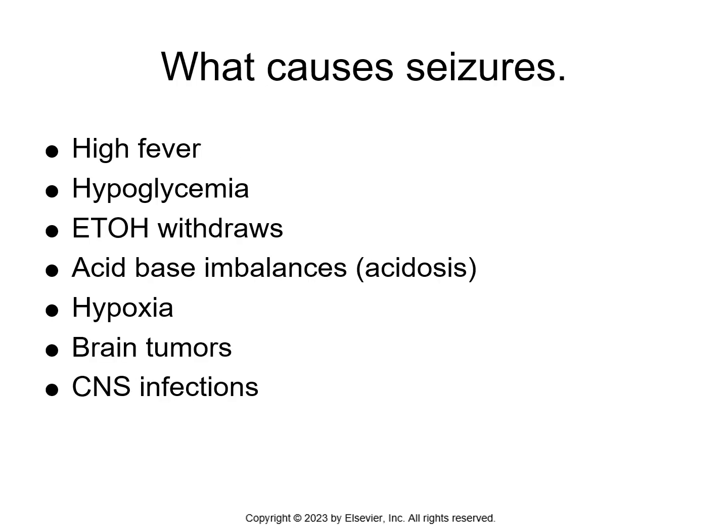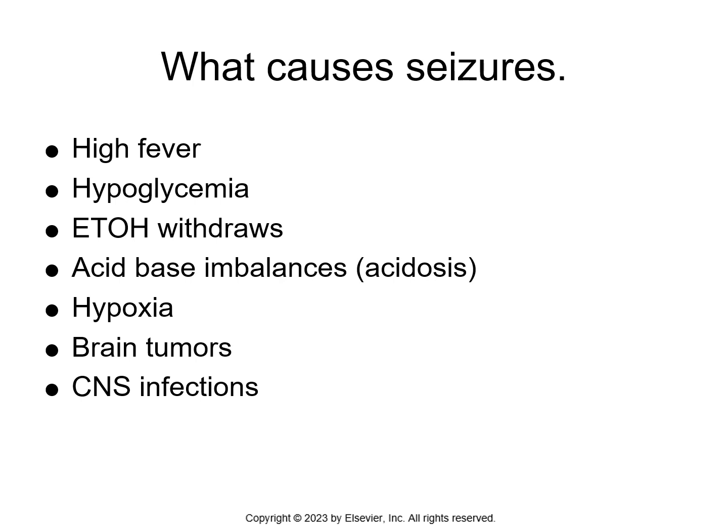So in this slide, I went ahead and broke down what causes seizures, a little more detailed. You've got high fever. Anything over 101 is considered high for an infant. We see febrile seizures mainly in pediatric patients, not adults, but we can have them in adults if the fever gets high. Hypoglycemia, we have low blood sugars. ETOH, or alcohol withdrawal, we're going through DTs. Acid-base imbalances, acidosis will bring on seizures, so we need to look at that. It goes back to your fluid and electrolytes.